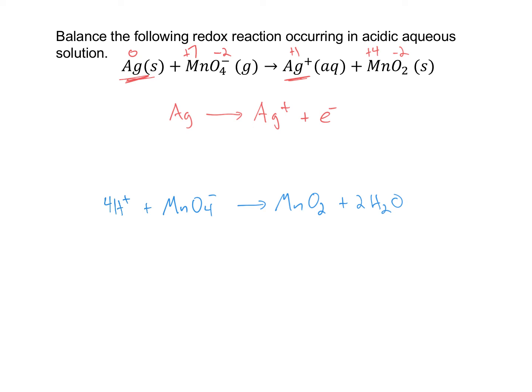And then in the reduction half reaction, the total charge on the reactant side, I have plus 4 and minus 1. So that means the total charge is plus 3. The total charge on this side, I've got 0 and 0. So the total charge is 0. So that means I need to add 3 electrons to the reactant side.